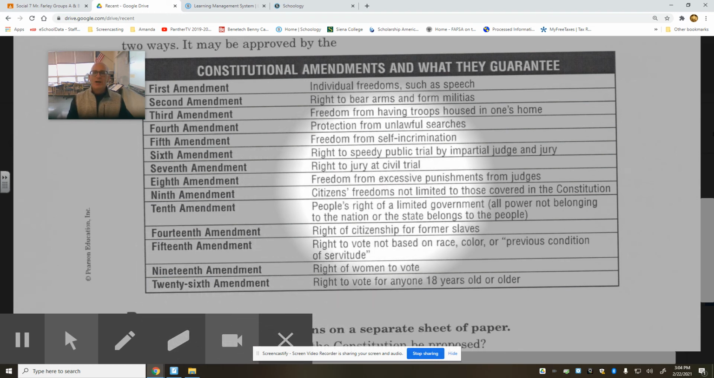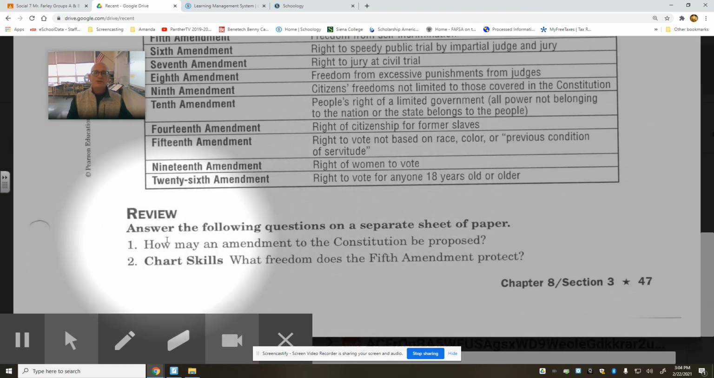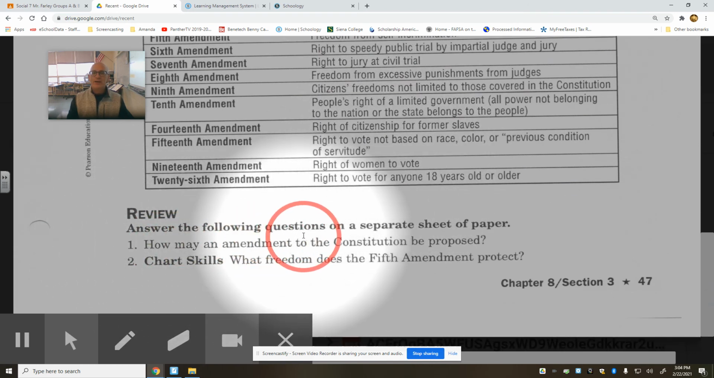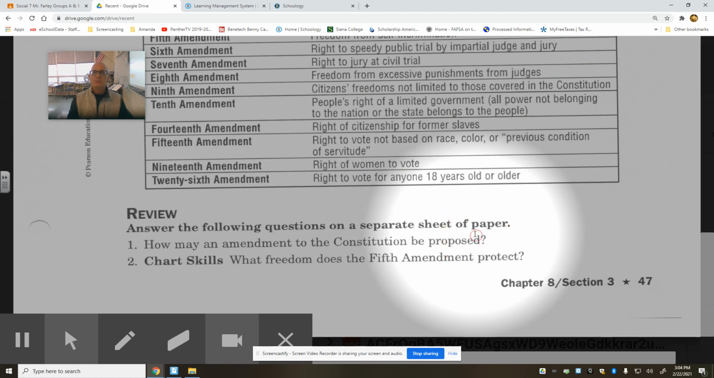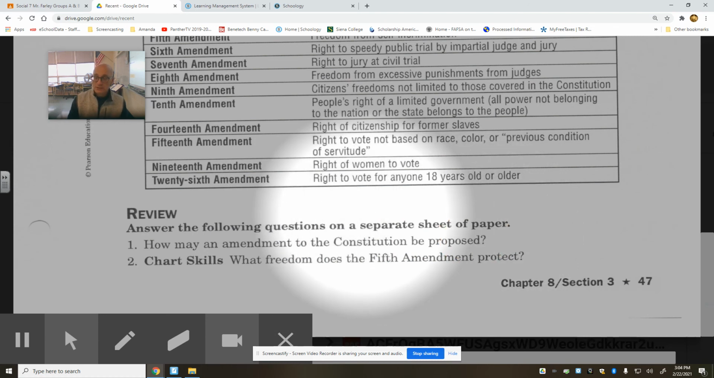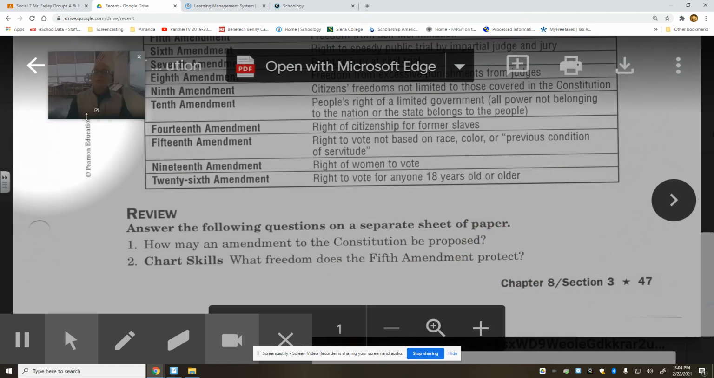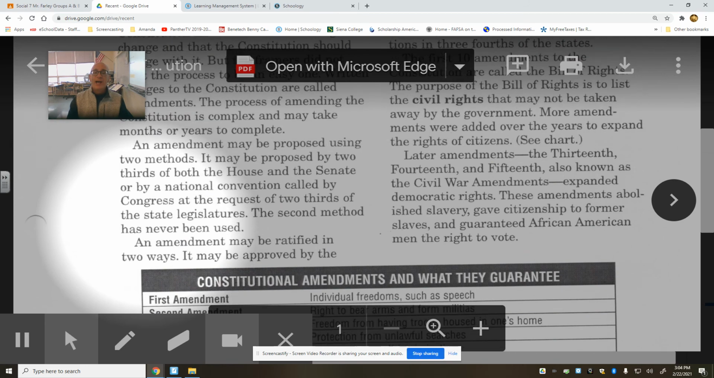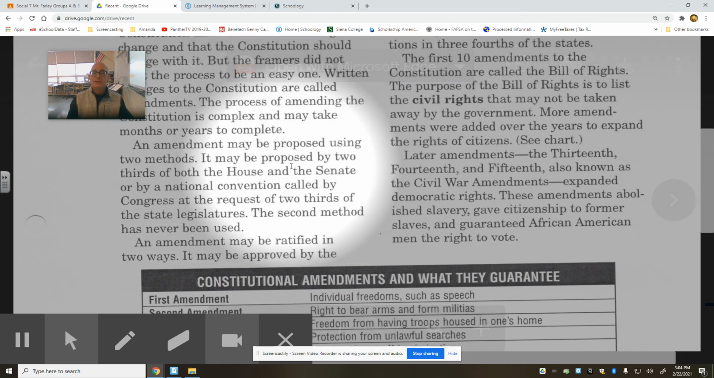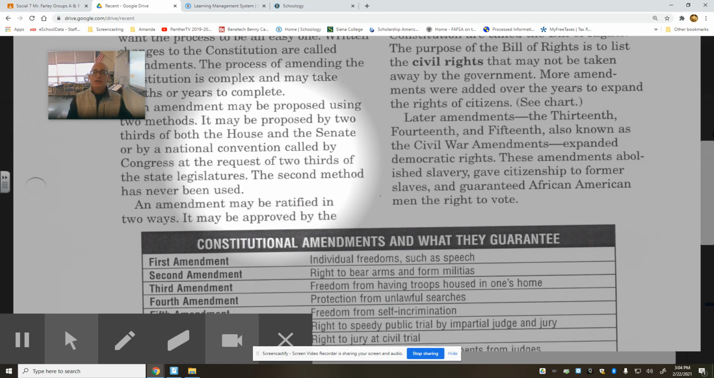2 questions at the bottom of our worksheet today. First question is going to be based on our reading above. How may an amendment to the Constitution be proposed? How may an amendment be proposed? By proposed meaning suggested. We talk specifically about how an amendment may be proposed in this paragraph of the reading. So let's address question 1 right now. How may an amendment be proposed under our Constitution?